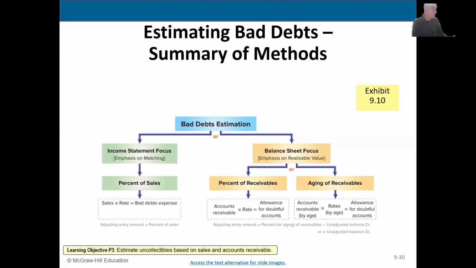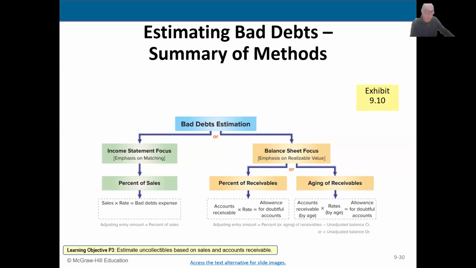And then, of course, we have the two methods for estimating bad debt expense. The first way to do this is to find our bad debt expense by a percentage of sales. We take our sales times our bad debt expense percentage. That equals our bad debt expense. The other method, as I showed you, is percent of receivables. We take our total accounts receivable balance times the bad debt expense percentage. That gives us the allowance for doubtful accounts.